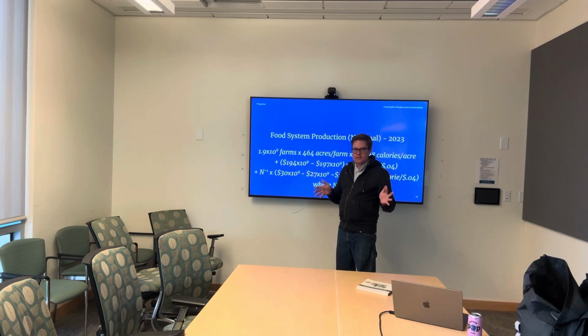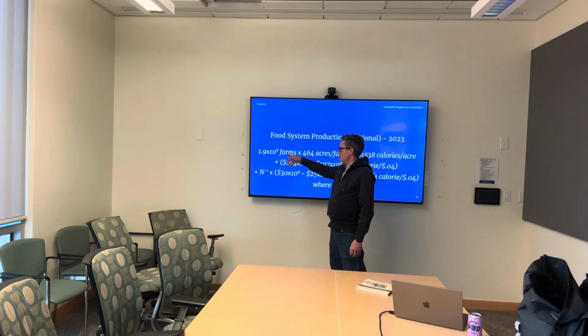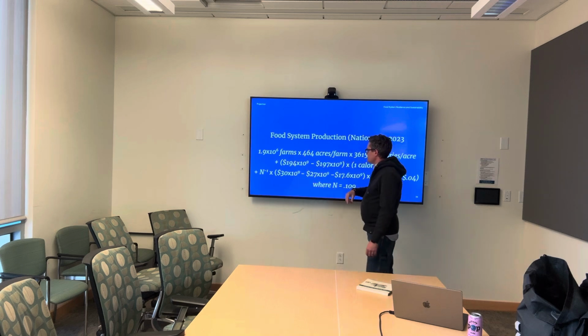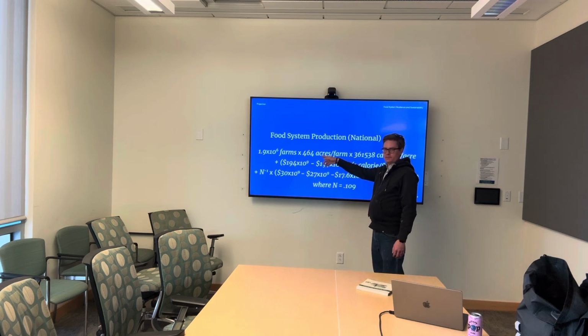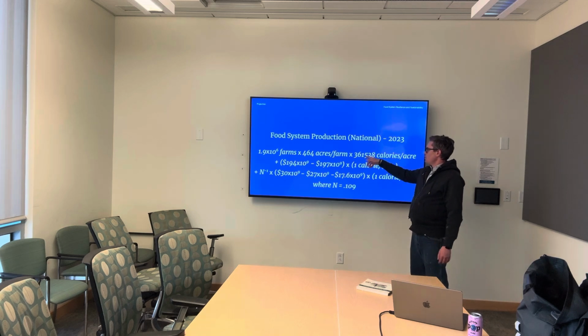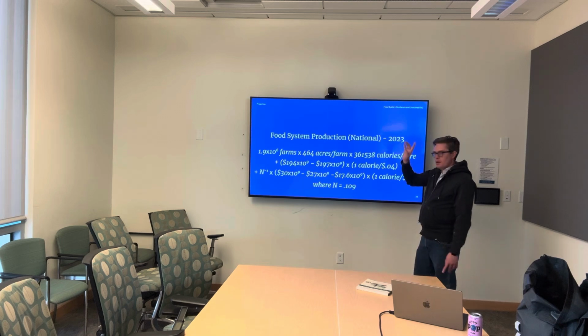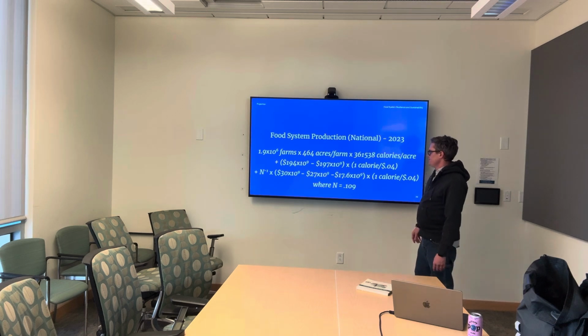I was looking at the USA National Food System for 2023. We have 1.9 million farms, an average of 464 acres per farm. Productivity: 361,538 calories per acre per year. So, now let's look at perturbation.